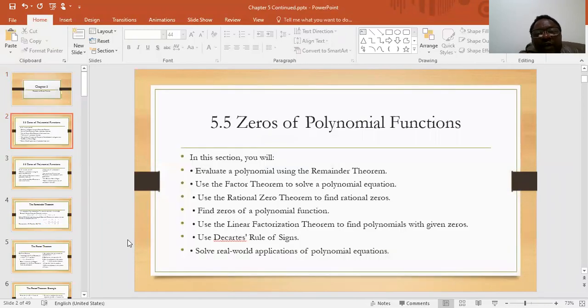In section 5.5, we are going to learn about the zeros of a polynomial. We learned about some theorems that can be used to identify the zeros of a polynomial. We will evaluate polynomials using the remainder theorem, the factor theorem, and the rational zero theorem. We find zeros of polynomial functions, use the linear factorization theorem to find a polynomial with a given zero, use Descartes' rule of signs, and solve some real-world applications of polynomial equations.